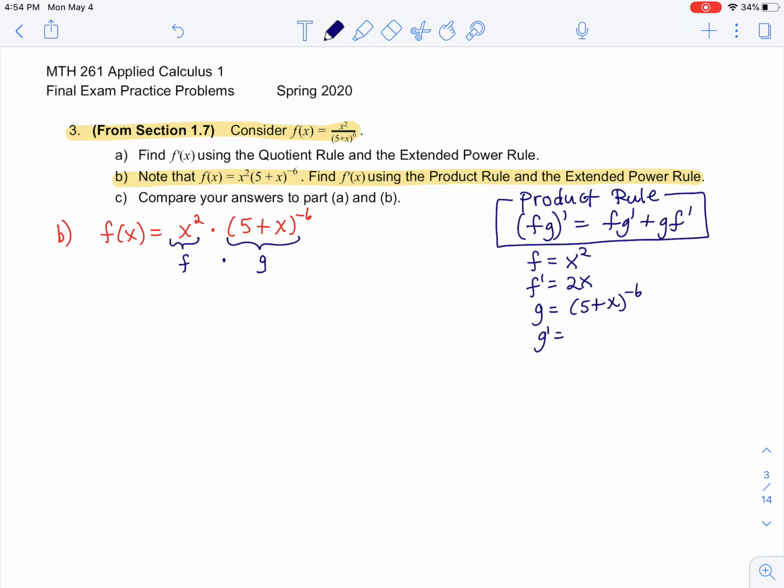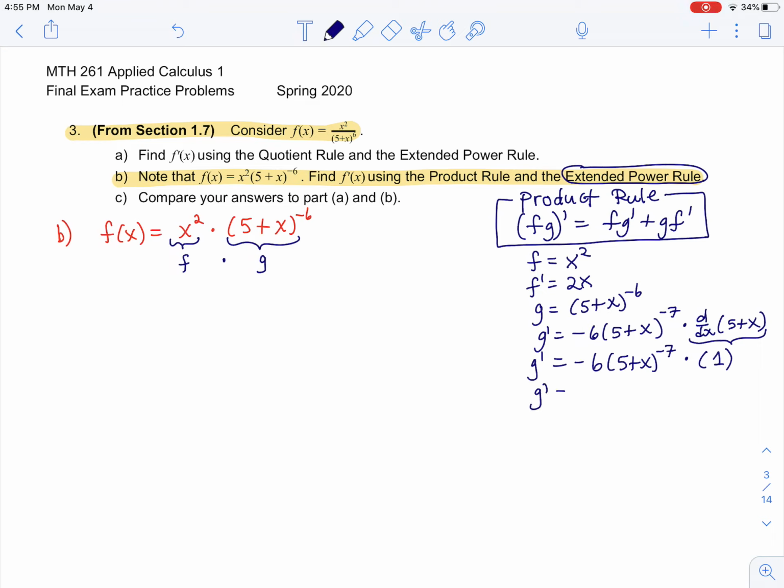And the derivative of that, this is where we're using the extended power rule, guys. Okay, extended power rule. Bring down that negative 6. Write down 5 plus x to the negative 7th power. And you're supposed to multiply this by the derivative of the inside part. Okay, that's the chain rule right here. Negative 6 times 5 plus x to the negative 7th power times the derivative of 5 plus x. That's just going to be 1 in this case.